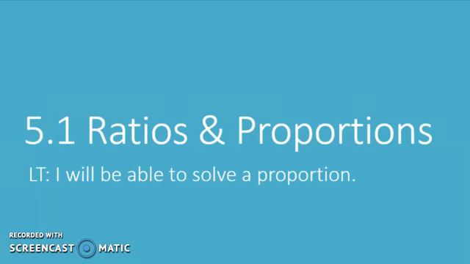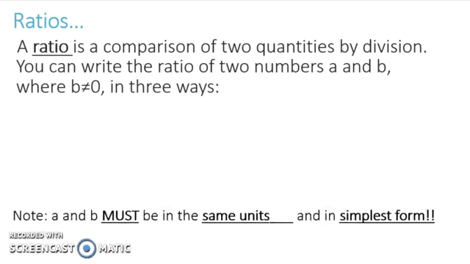Welcome to Unit 5. This is 5.1, Ratios and Proportions. Alright, so we're going to start with what a ratio is. A ratio compares two quantities by division, typically written as a fraction. So we can write A and B as A to B, which is A over B.